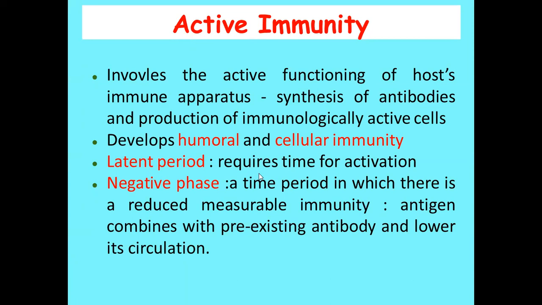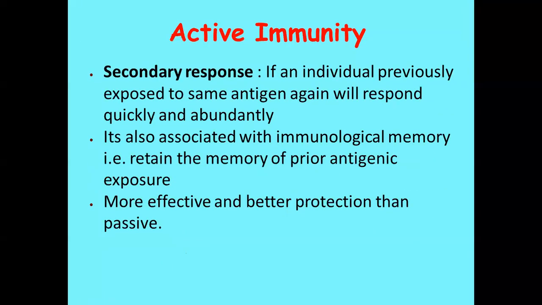And here there is some latent period. It requires time for activation, and there will be a negative phase also, a time period in which there is reduced measurable immunity, where the antigen combines with the pre-existing antibody and lowers its circulation. And in the secondary response, an individual previously exposed to the same antigen will respond quickly and abundantly. On first exposure, it takes some time to produce an antibody, but once memory cells are there, on second exposure, even without any symptoms, the antigens will be neutralized.